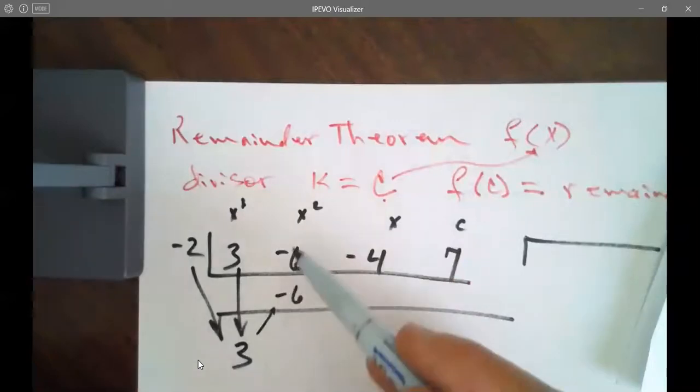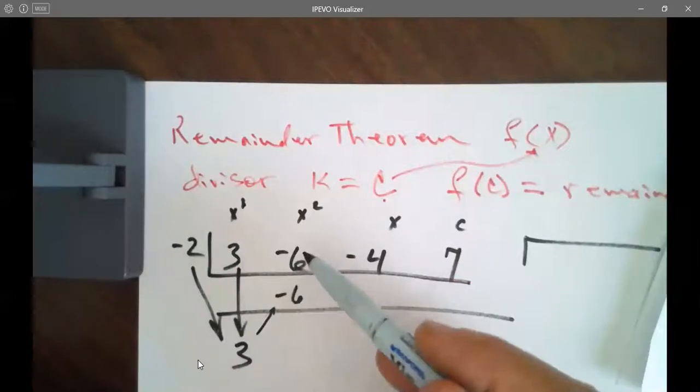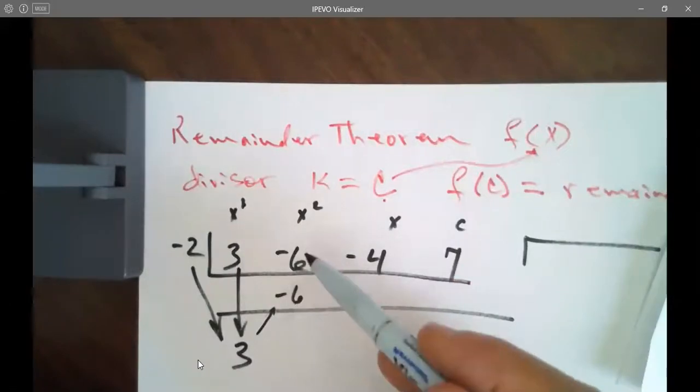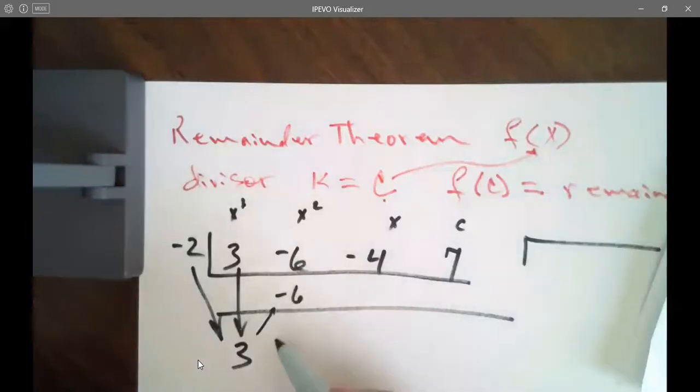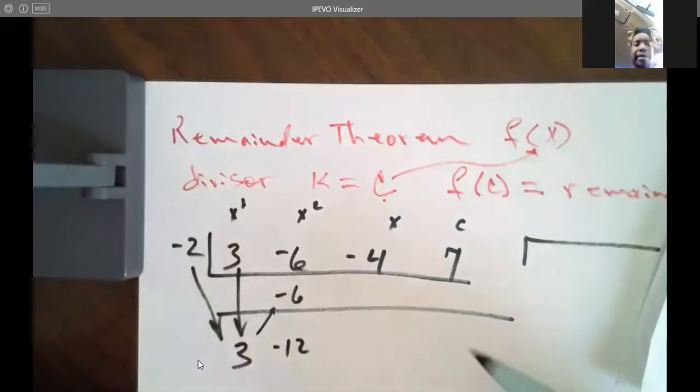Now the signs, if the signs are the same, you add. If the signs are opposite, you subtract. Here we have a -6 and a -6. The signs are the same, so we're going to add negatives and get a -12. Okay, we good?